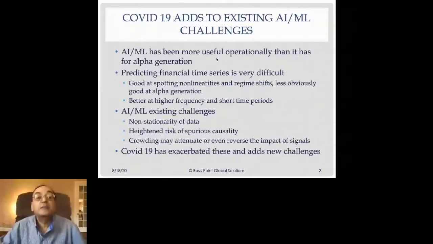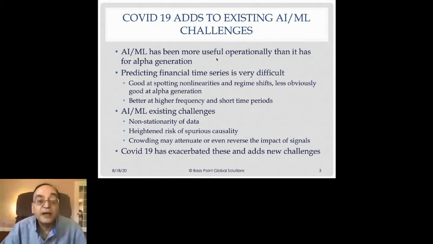I want to begin by saying that the set of things that I'm going to be talking about applies to a particular type of application of AI and ML. It is to do with medium-term applications of artificial intelligence and machine learning to the problem of predicting financial time series, specifically returns and risk. And it is in this area that machine learning has had perhaps the least obvious success.